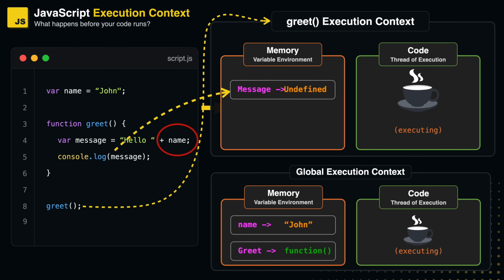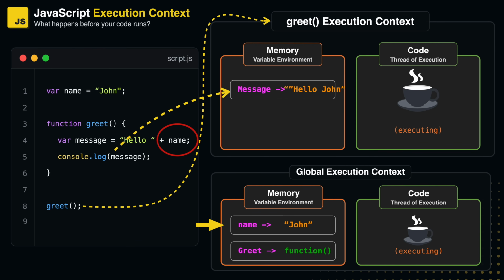So JavaScript looks outside the current function. It goes to the outer context. In this case, the outer context is the global execution context, and there JavaScript finds name. Now JavaScript can complete the expression, so message becomes hello John. Inside the greet execution context, memory changes from message having the value undefined to message having the value hello John.